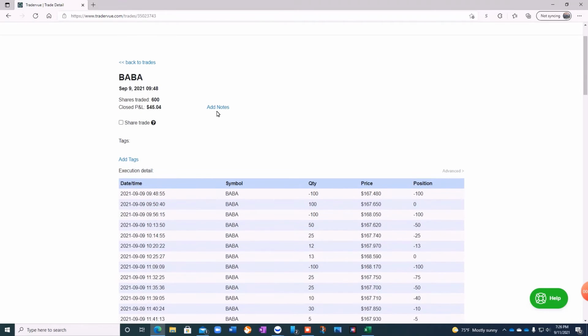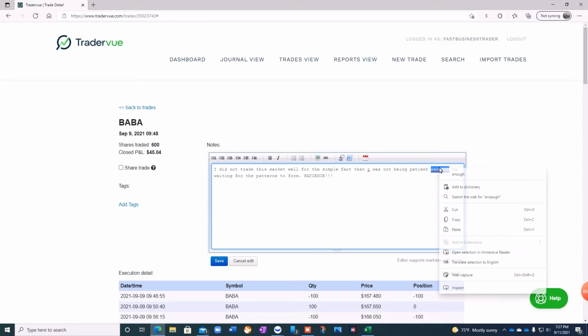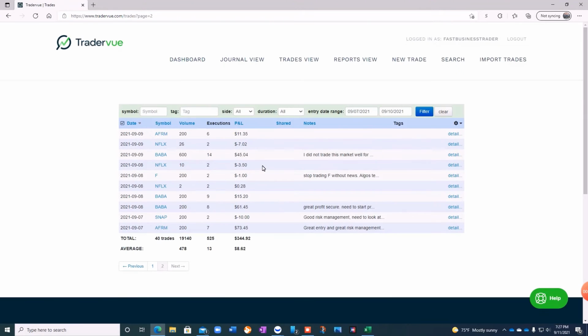So for this one, I don't think I traded this market well, for the simple fact that I was not being patient enough waiting for the patterns to form. Patience. Okay, but $45 win. I'm okay with that for now. I just didn't like the way I traded it, but I'm okay with it.